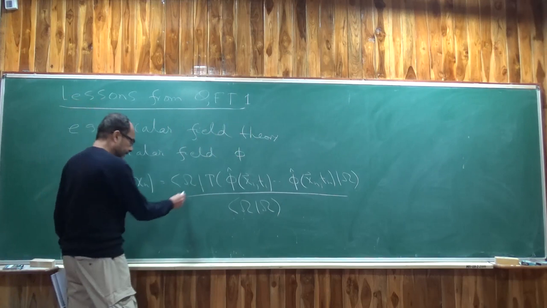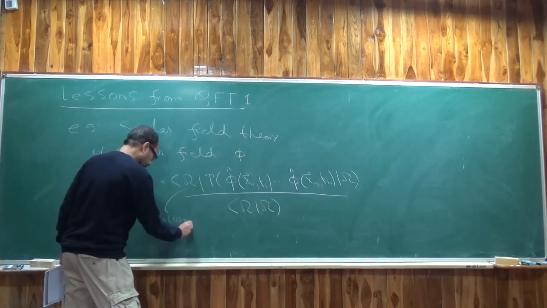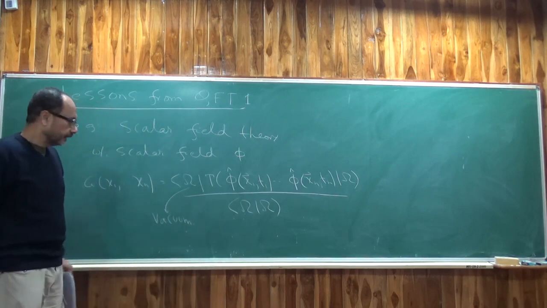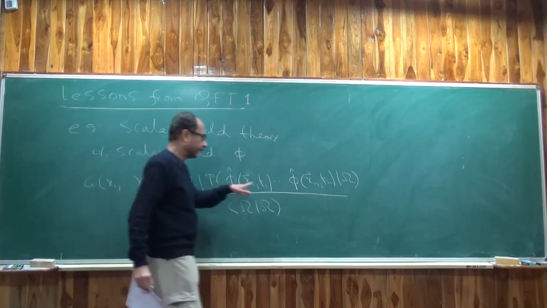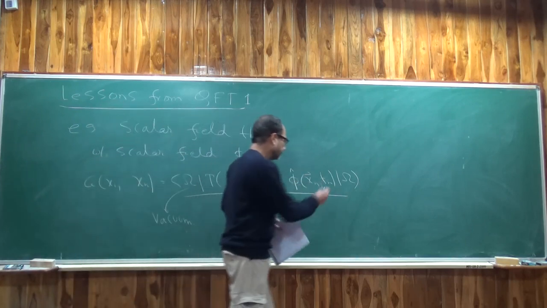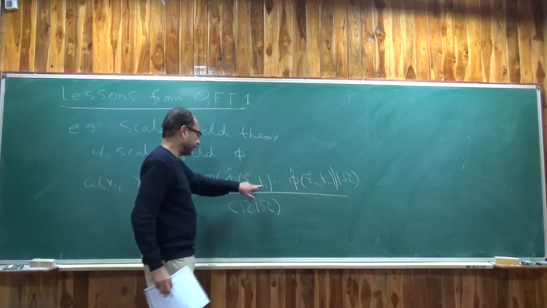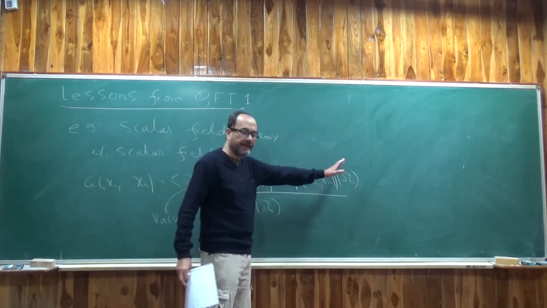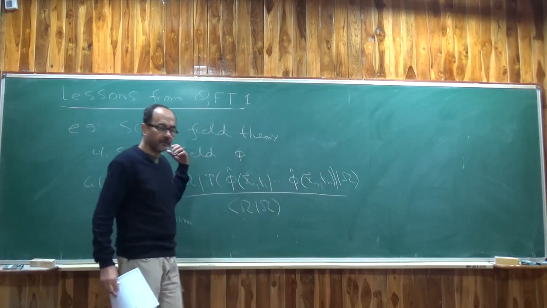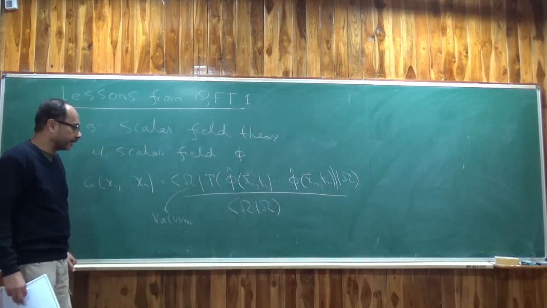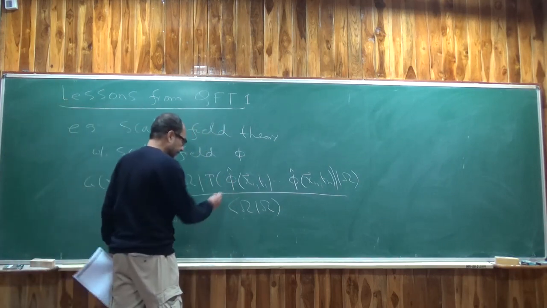Let me explain these various notations. So this is our vacuum. This symbol is the time ordered product, which means that whatever be the order of operators inside this product, you always make sure that the one with the earliest time in the argument is to the extreme right, and the one with the largest or latest time is to the extreme left. That's how you define the time ordered product. And this phi hat is a field operator.